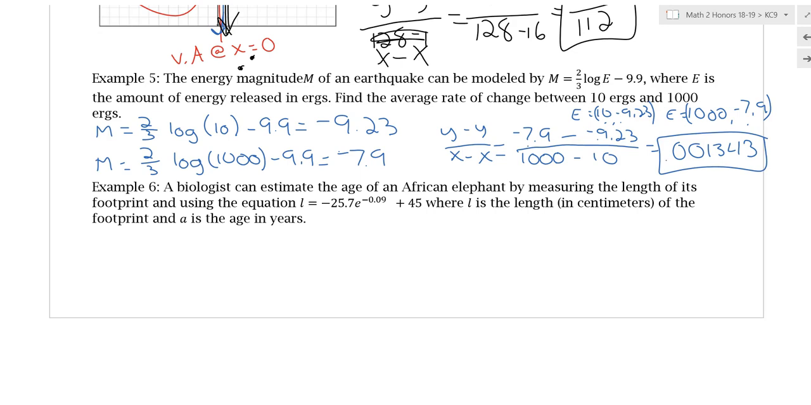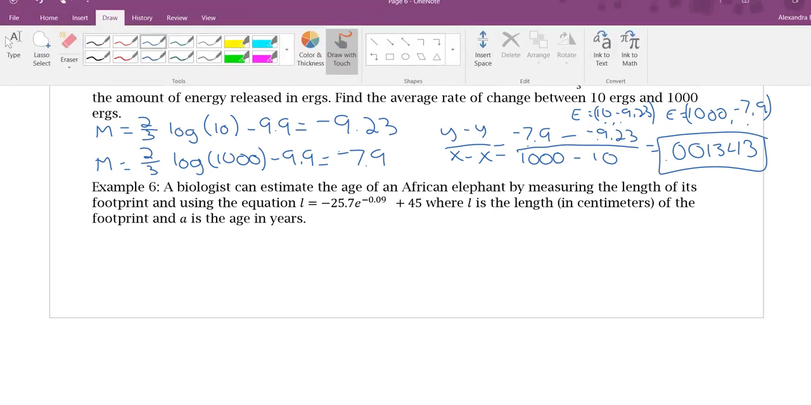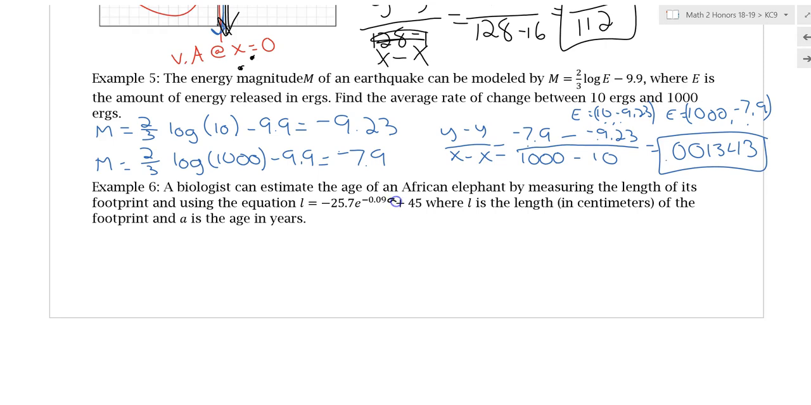All right, last problem, same type of thing. A biologist can estimate the age of an African elephant by measuring the length of its footprint and using the equation L equals negative 25.7 e to the negative 0.09 A plus 45, where L is the length, and A is the age in years. Let's do rate of change between A equals 2 and A equals 8.